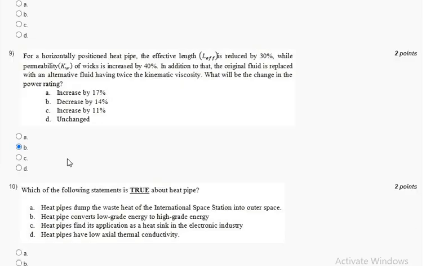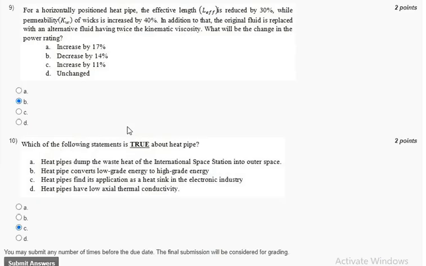Question number 9, for a horizontal position heat pipe, the effective length is reduced by 30% while permeability of wick is increased by 40%. In addition to that, the original fluid is replaced with an alternative fluid having twice the kinematic viscosity. What will be the changes in the power rating? So it is decreased by 14%. So answer B is correct for this question.